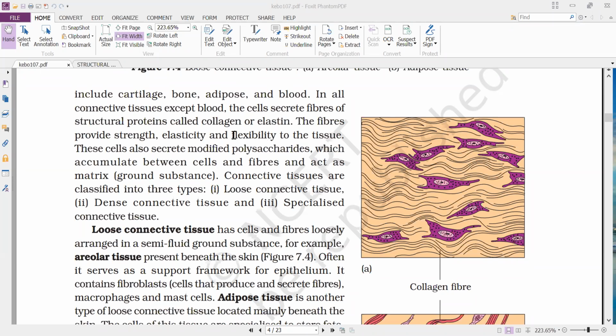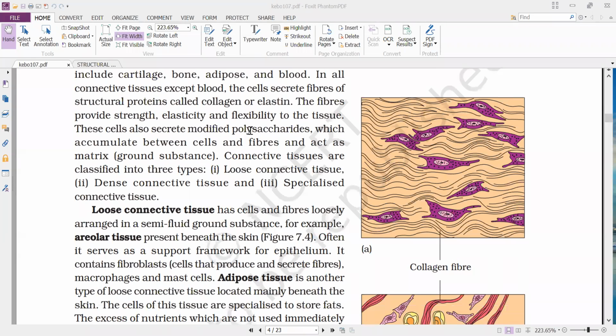For example, collagen fibers and elastin fibers. The elastin fibers are made up of a protein called elastin, and the collagen fibers are made up of a protein called collagen. So we find different types of fibers secreted by the cells present in the connective tissues except blood. In blood itself, we don't find these fiber-secreting cells.